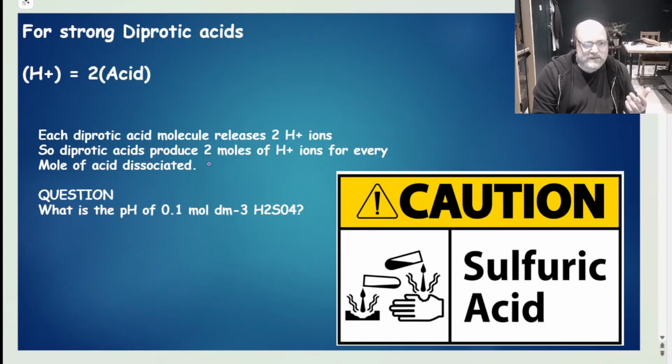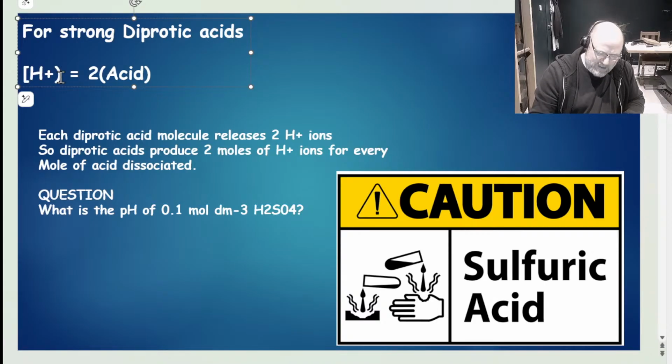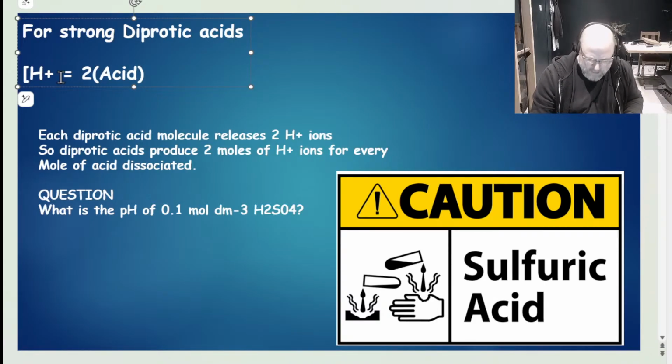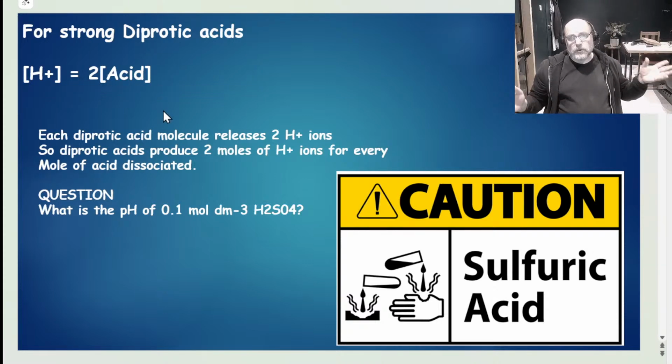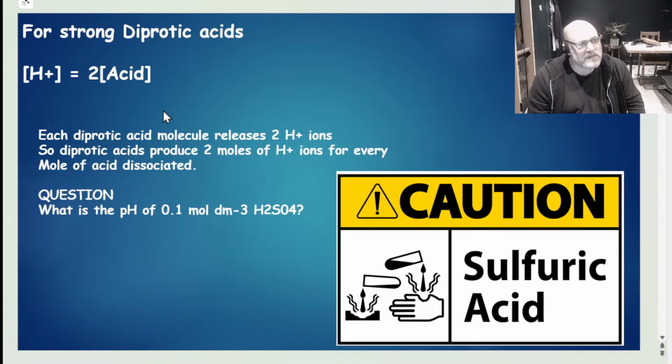Right, you need to know for diprotic acids that the hydrogen ion concentration is going to be 2 times the concentration of the acid, for diprotic acids like sulfuric acid. Of course, you've got triprotic acids as well. Phosphoric acid, H3PO4, is triprotic, so you would have to triple it with that one. Okay, we've just done that.